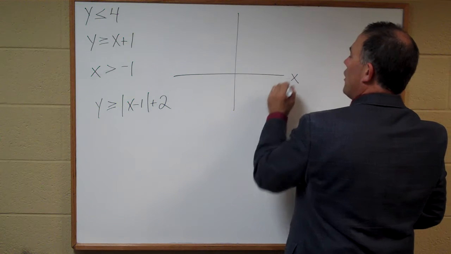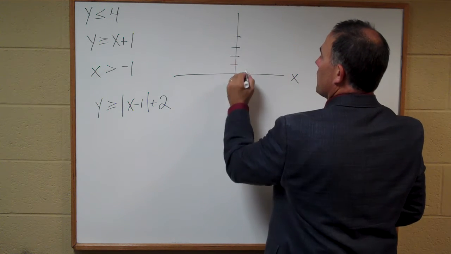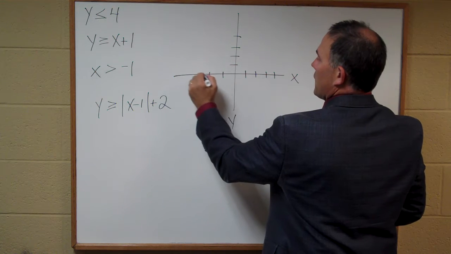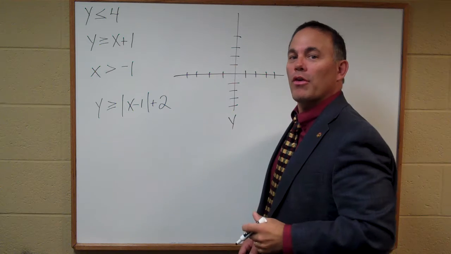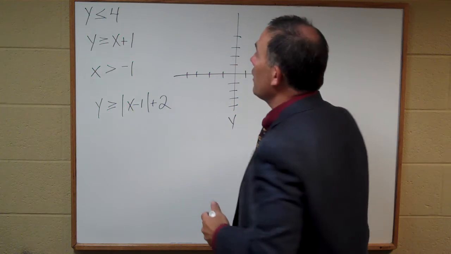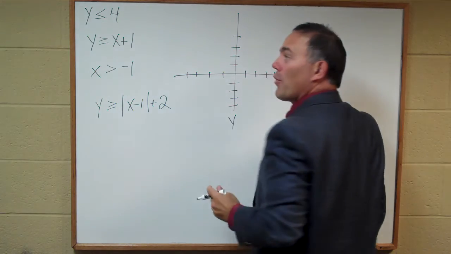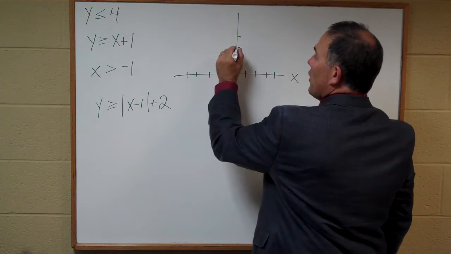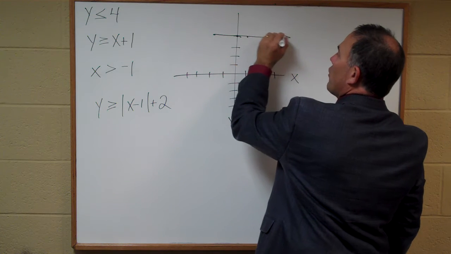Here we go to our Cartesian plane, label your x and y axis. Okay, let's think about what y equals 4 looks like. I hope you said it's a horizontal line. Now, one thing is y is less than or equal to 4, so y can equal 4. So I'll put a point here, and I'll get a horizontal line going.